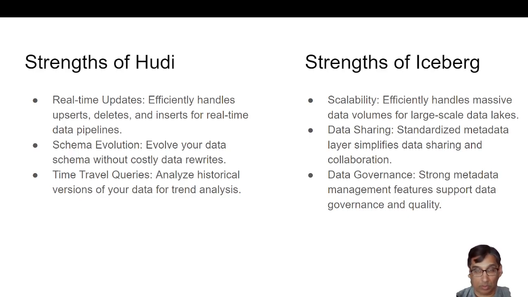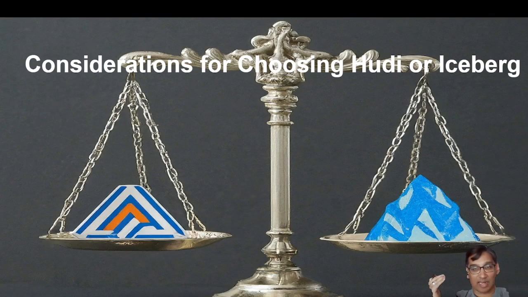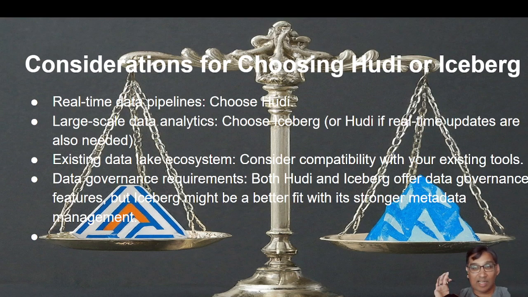Now, when it comes to choosing between Hudi and Iceberg, it depends on your specific needs. If real-time data pipelines are a priority, Hudi is your clear choice. For large-scale data analytics, Iceberg excels far more than Hudi, but Hudi remains a viable option if real-time updates are also a factor. Now, compatibility with your existing data lake ecosystem is also something you can't take for granted, making it an important factor.